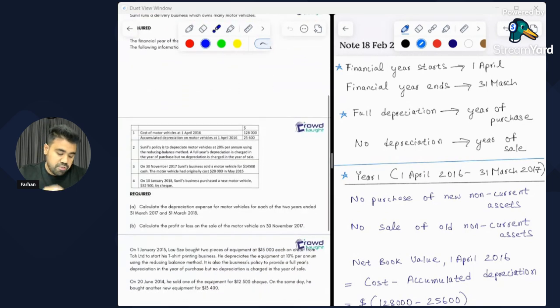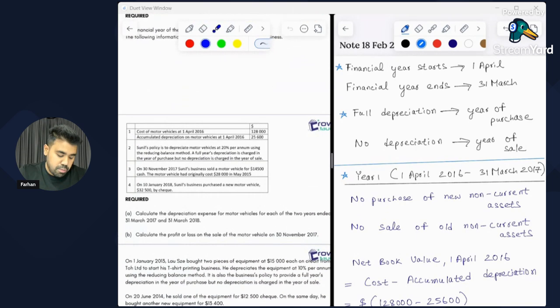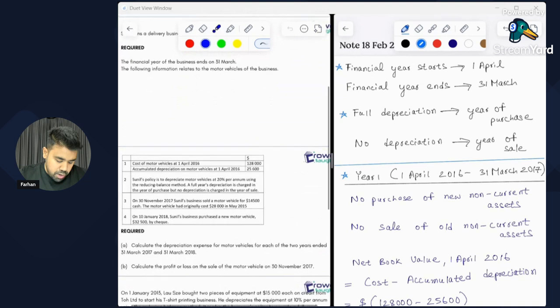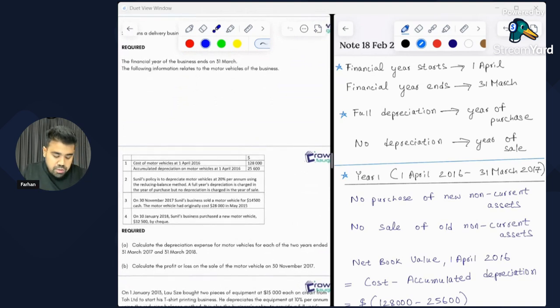So you can see some information that we're given here in the table. And the first requirement of the question is to calculate the depreciation expense for motor vehicles for each of the 2 years ended 31 March 2017 and 31 March 2018. And then to find the profit or loss on the disposal of the motor vehicle.